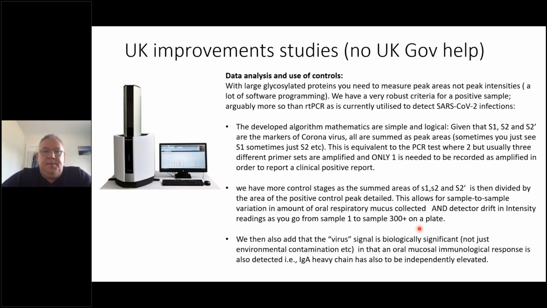So back in the UK, without any UK government support, we looked at the data set that we were getting from Beth, looked at what samples we were getting in the UK, and we started to improve the system. But the first thing is the data analysis and use of controls. One of the things that became very clear is that we need to have a positive control to make sure that the mass spec system is picking up these high molecular weight molecules. We've got that. We then had to have a reliable marker of whether the sample given was sufficiently good.